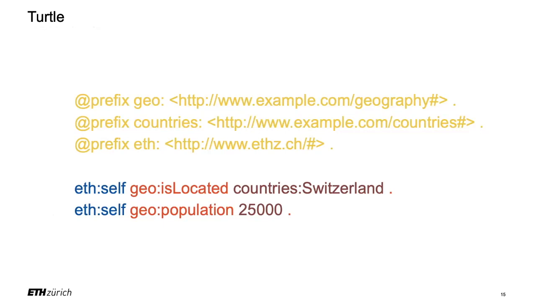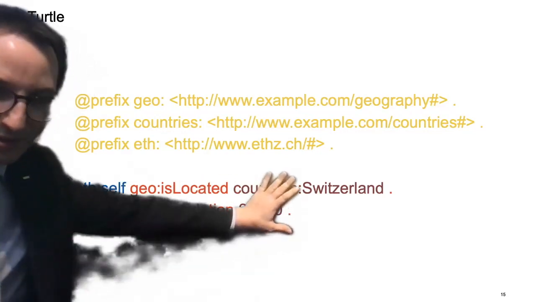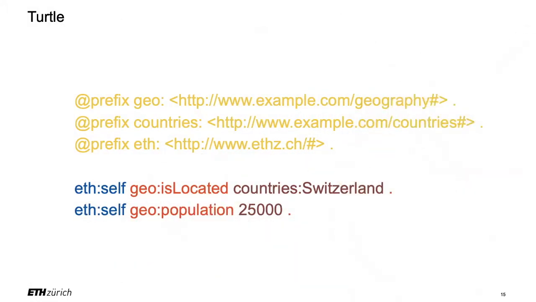Okay, so here's what's going on. We have here two triples. ETH is located in Switzerland, and ETH has a population of 25,000, right? So these are two triples. You see, there's a subject in blue. There's an object in orange, lighter. And there is a property in lighter orange, and there is an object in darker brown, right? So subject, property, object.